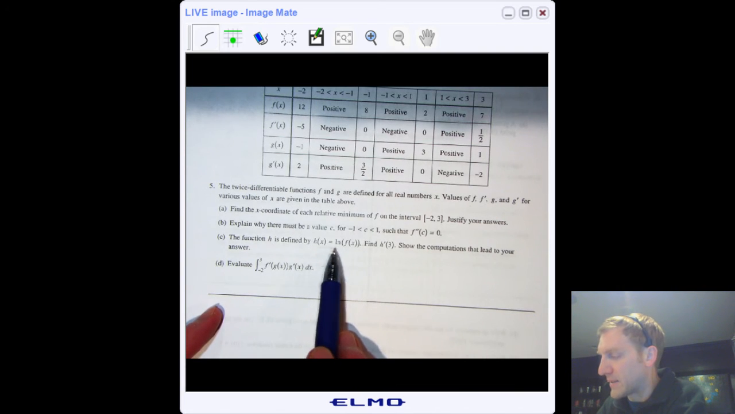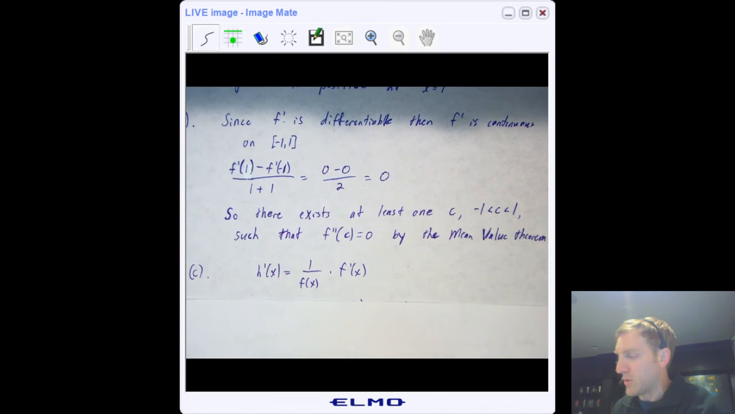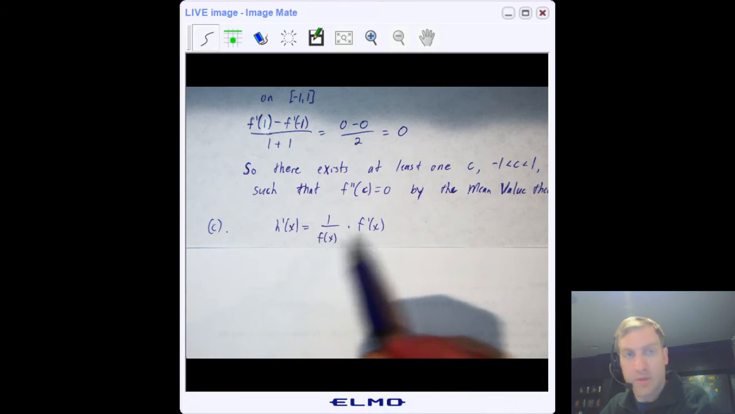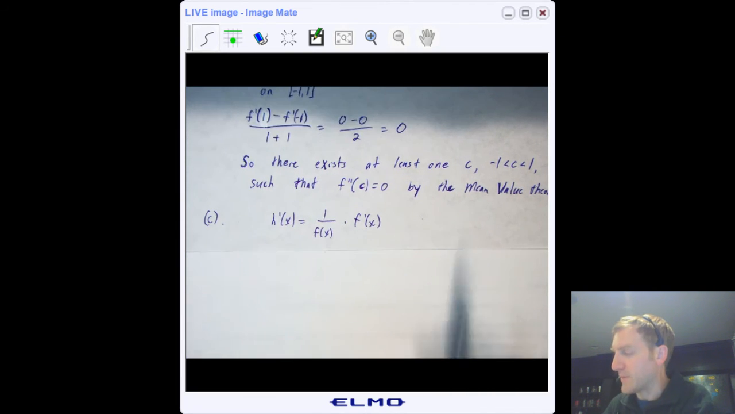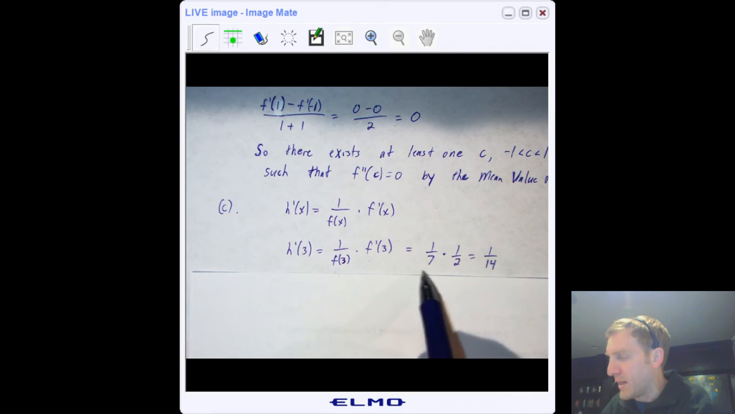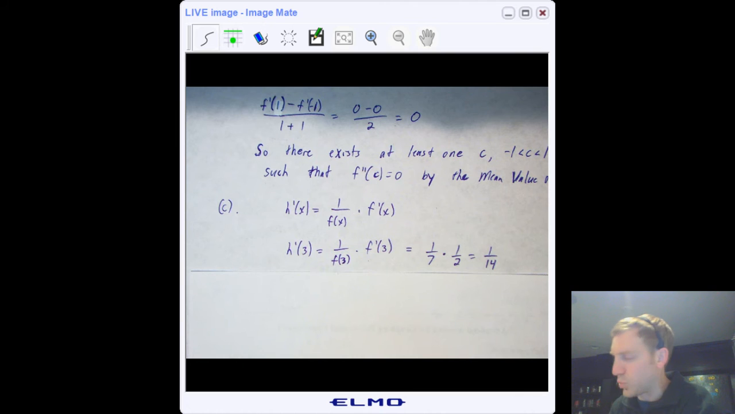Okay. C gives you another function. H of x is ln of f of x. Find h prime of 3. Okay, just another derivative. So use the chain rule once again. The derivative of ln of u is 1 over u times du. So 1 over f of x times f prime of x. And then just plug in 3. It's 1 over f of 3 times f prime of 3. Just get these numbers from the table, and it's 1/14. Okay, that hopefully was pretty easy.